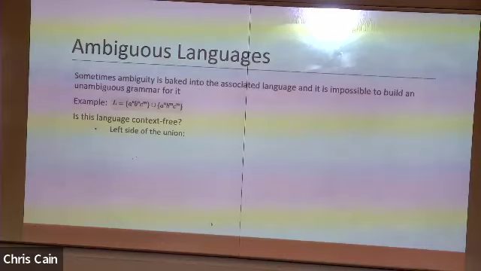I just, what are we building on the left side? Grammar. Okay, thank you.